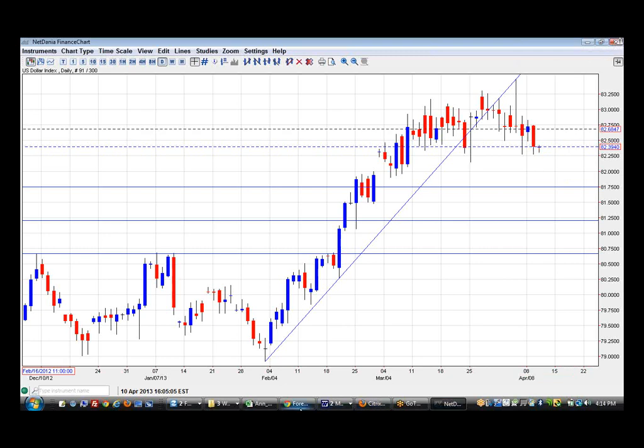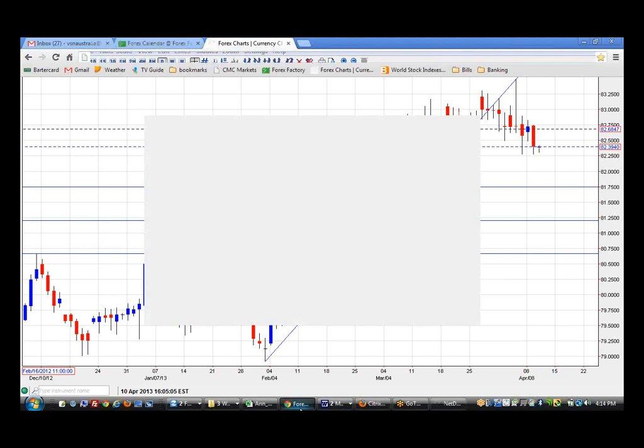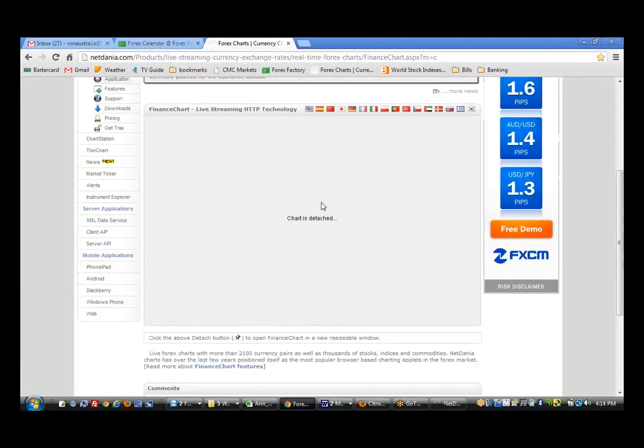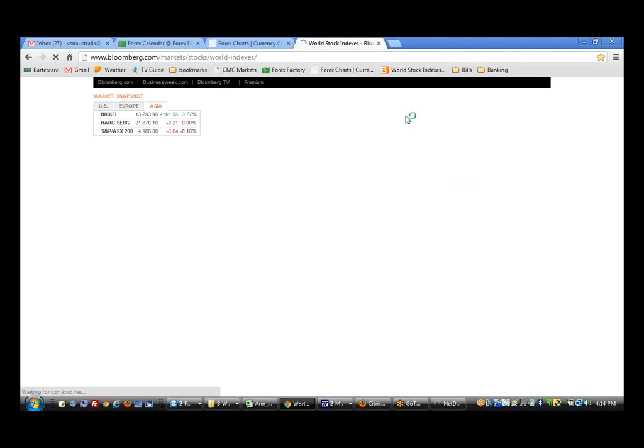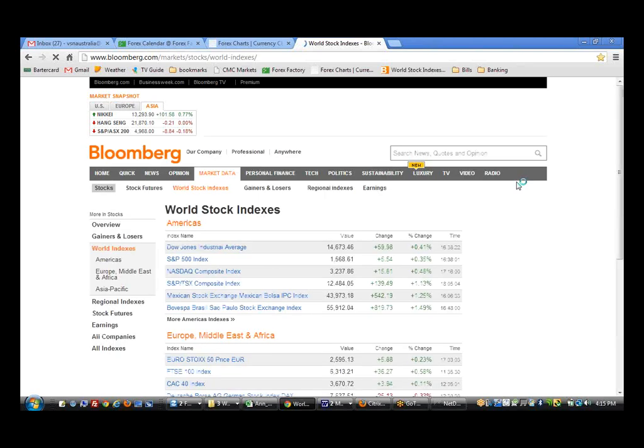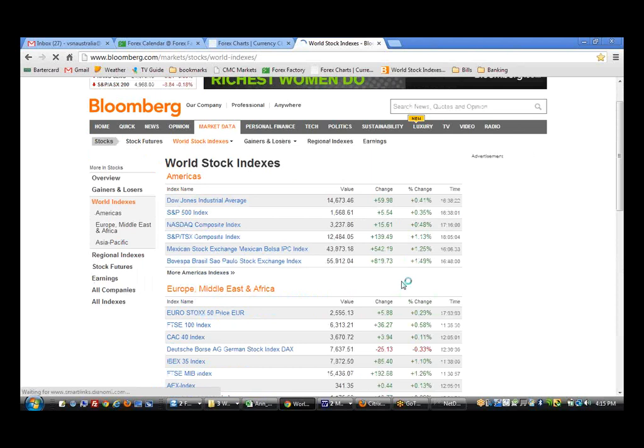Okay, so the next step that we look at as well is the markets. What I mean by that is that we mainly look at the major indexes, and we use Bloomberg.com. Okay, so what we look for here is we just see what happened overnight.